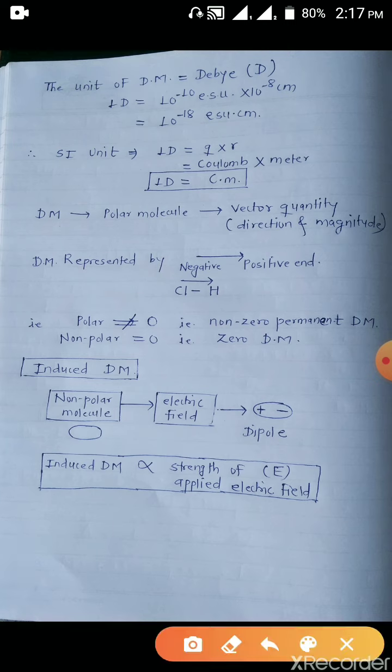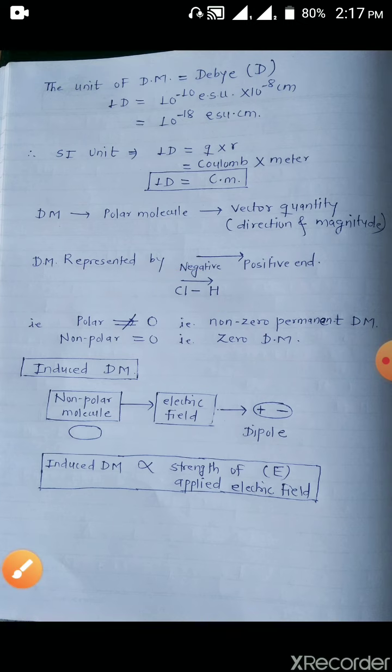Here you can see the chlorine and hydrogen bond. As chlorine is more electronegative, the arrow will start from chlorine and move towards hydrogen, that is the positive end. Molecules with non-zero permanent dipole moments are polar molecules. Polar molecules have non-zero dipole moment and non-polar molecules have zero permanent dipole moment.